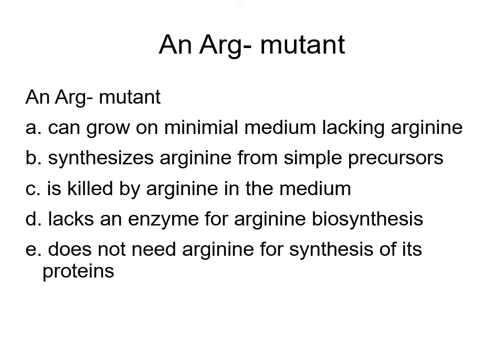Okay, here's a clicker question. An Arg- mutant can grow on minimal medium lacking arginine, synthesizes arginine from simple precursors, is killed by arginine in the medium, lacks an enzyme for arginine biosynthesis, or does not need arginine for the synthesis of its proteins. Okay, so the answer is D. An Arg- mutant lacks an enzyme for arginine biosynthesis.